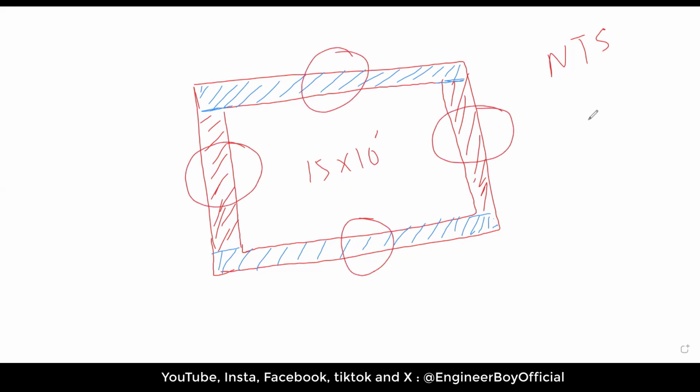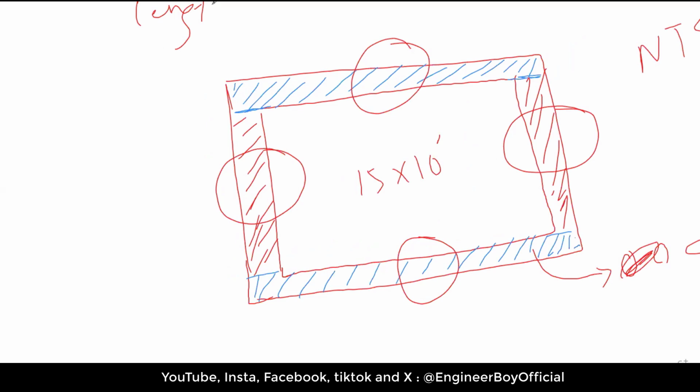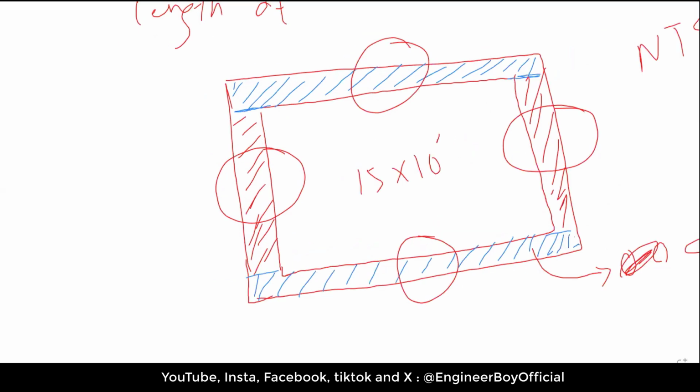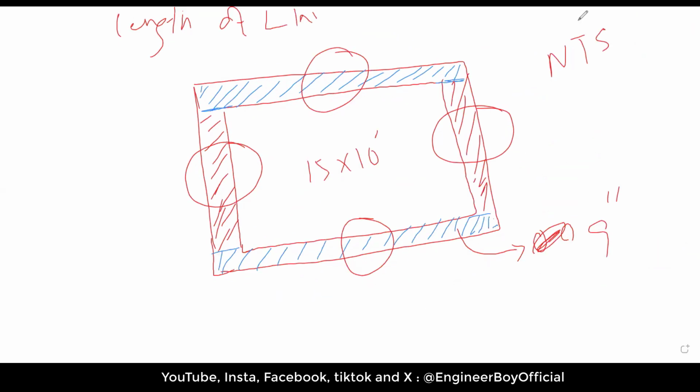In order to determine the length of the long wall, it is very important that you have the thickness of the wall, let's say 0.9 feet or 9 inches only. Now let's see if we can determine the length of the long wall. I'll annotate this with LW, which means long wall. As you can see, we have 15 feet over here, which is this distance.